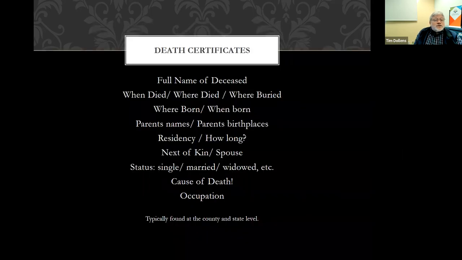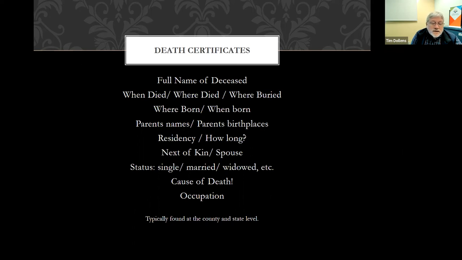Now, death certificates. What records would you normally get from a death certificate about your ancestor? The full name of the deceased, when and where they died, and maybe where they're buried, their birthplace and when, parents' names, parents' birthplaces. Residency is a really cool one and very important, because sometimes a person dies in a facility or near a child, but it's not their regular residency.